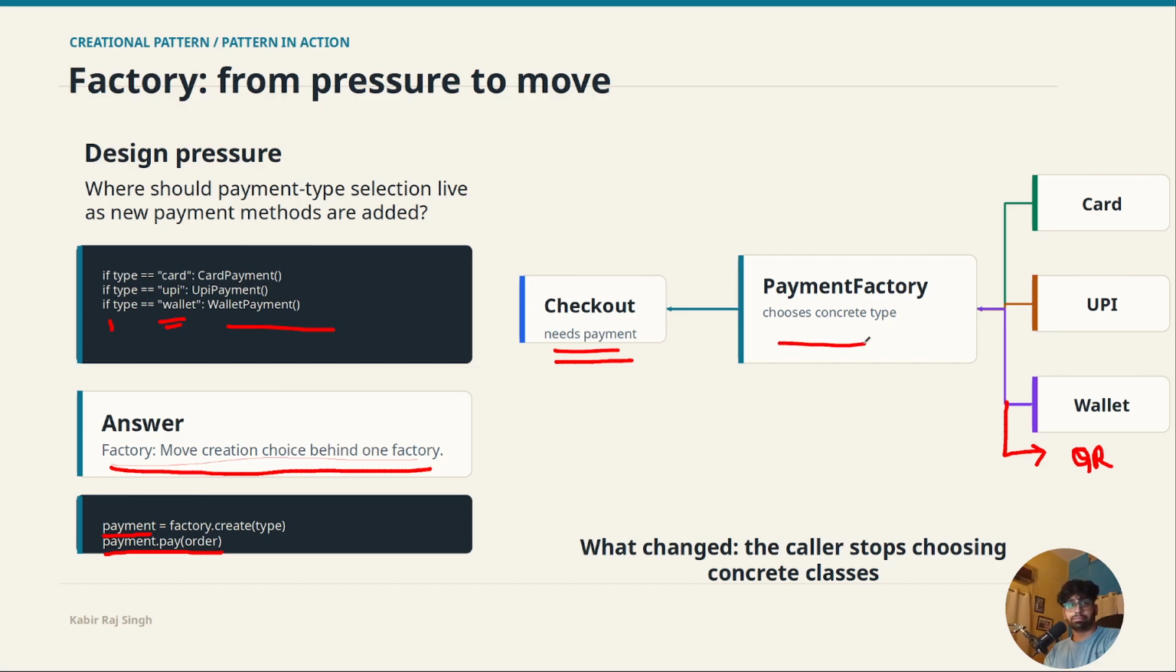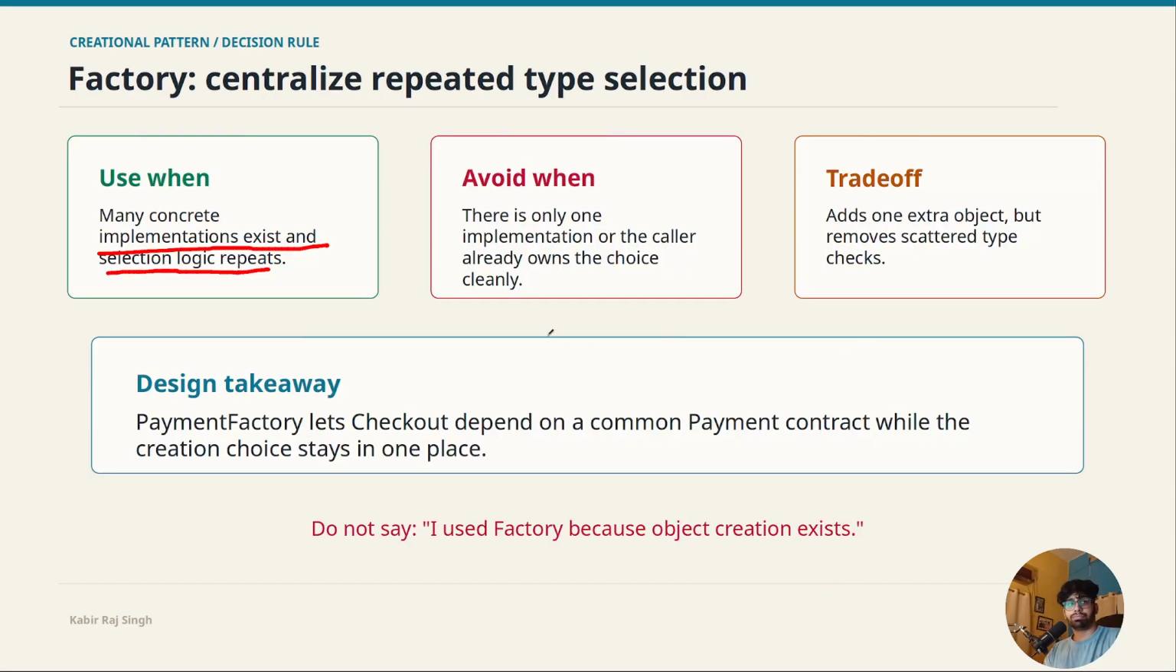And what happens is that it asks for a payment role, and the factory gives you that specific role, the type of object you want. This keeps the object creation in one place, and the rest of the system talks through a stable interface. So basically the takeaway is that checkout depends on the payment contract, as I said. But you should not say that you just use a factory because object creation exists, because that will be wrong, and that might be over-engineering at one point.